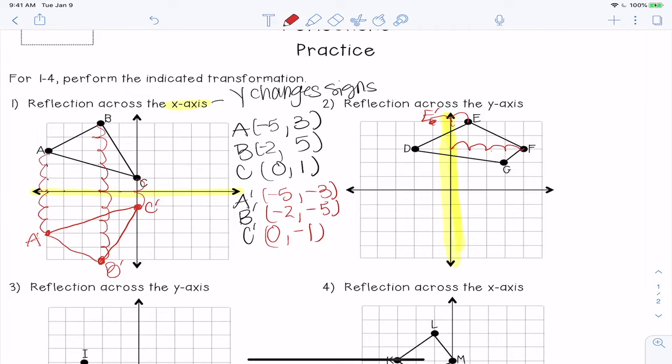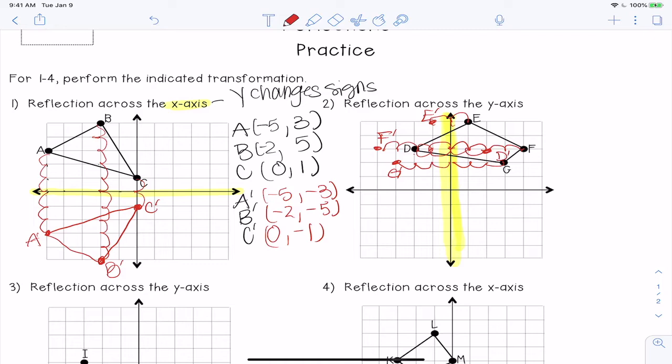One, two, 3, 4. 1, 2, 3, 4. Here's your F prime. G is 1, 2, 3 spaces away, so G prime should be 3 spaces on this side. And now D is on the left-hand side of the Y. So when we reflect it, it's now going to be on the right-hand side. So D is 1, 2 places away. So the new space is going to be 1, 2 right here.